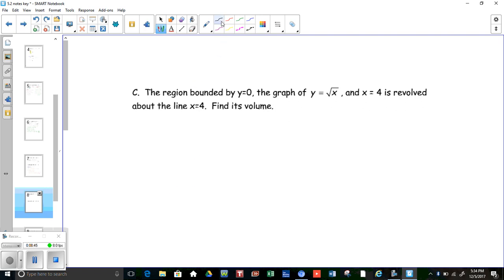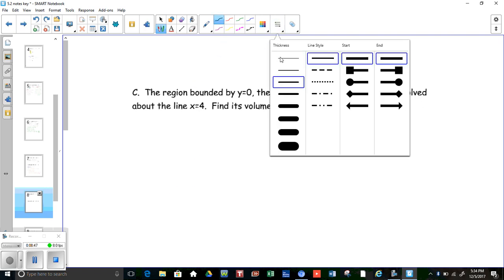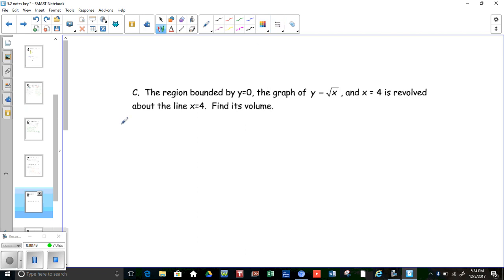Same region. This time we are revolving this thing around the line x equals 4. So this is where things will start to change. Here's 4. We're going to revolve it around this line. This is the line, vertical line, x equals 4. So we're going to revolve it around here, which means on the other side, it's going to look like that.